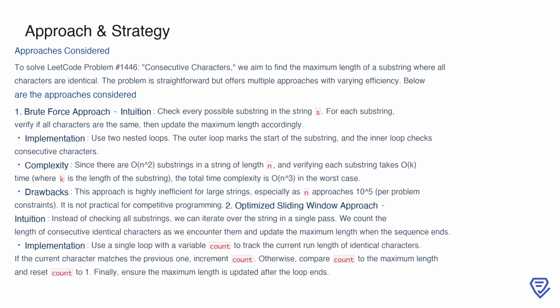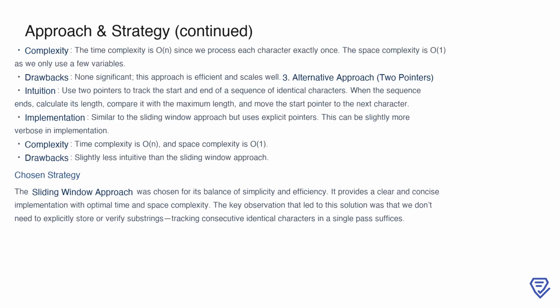A more efficient approach is the sliding window method. Here, instead of examining all substrings explicitly, we iterate through the string in one pass, counting the length of consecutive identical characters. When the sequence ends, we update the maximum length and reset the count. This drastically reduces the computational overhead. The sliding window approach has a significant advantage in terms of efficiency. Its time complexity is O(n), as we process each character of the string exactly once.